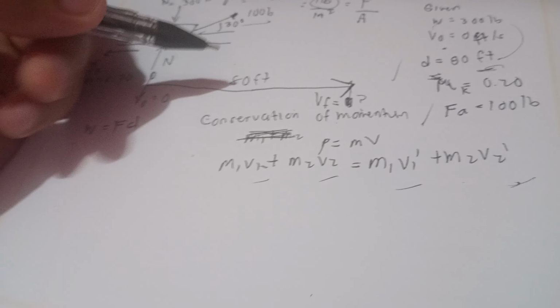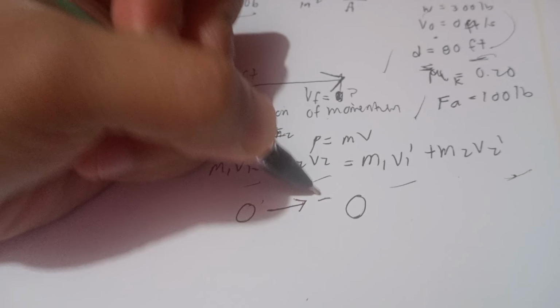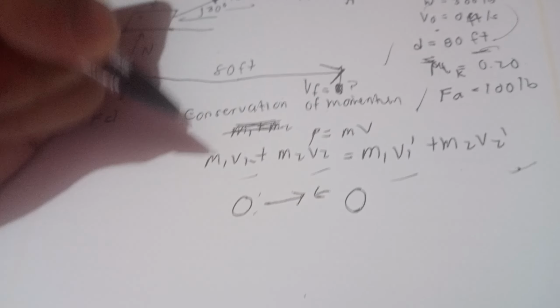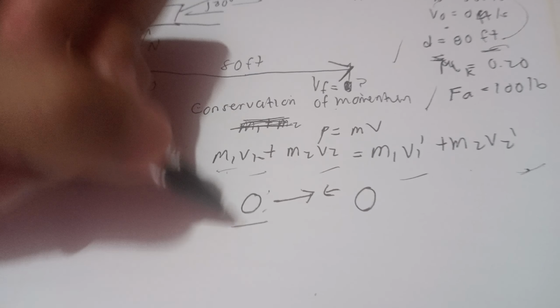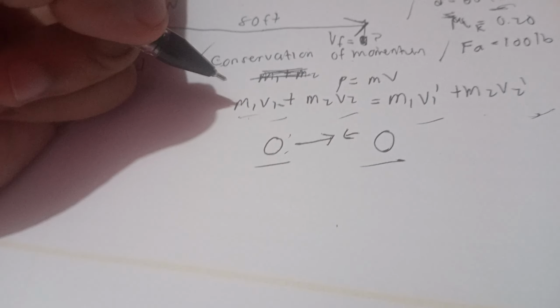Ginagamit lang natin yan kapag may dalawang object na nag-collide. Kasi meron tayong mass 1, mass 2. So, applicable to. Pag isa lang yan, hindi siya applicable. So, ano pa isa?